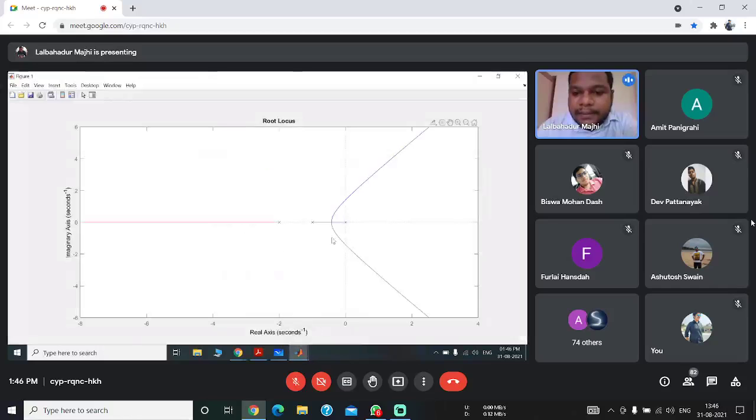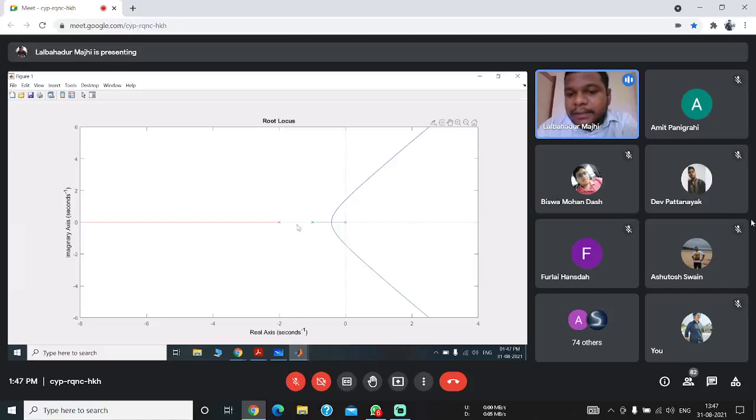Similarly, in this example, you can see here at this point, I have to locate my mouse at the exact point. So at this point, it is breaking. From this point, these two root locus branches are breaking. So that is our breakaway point. So minus 0.42 is our breakaway point because it exists in the root locus branch.